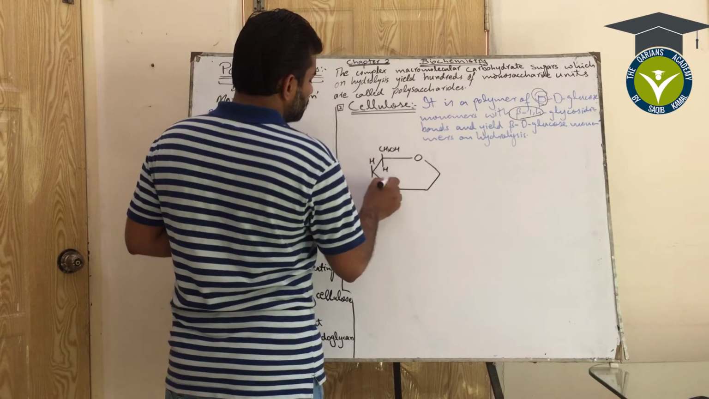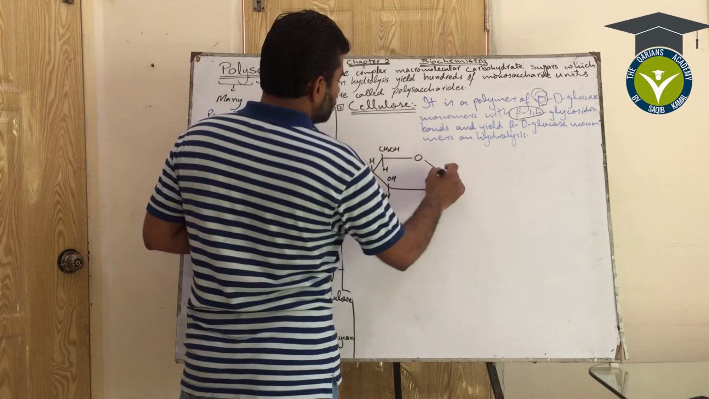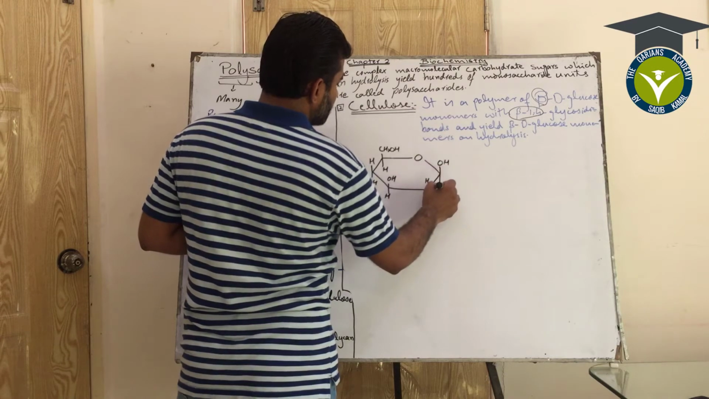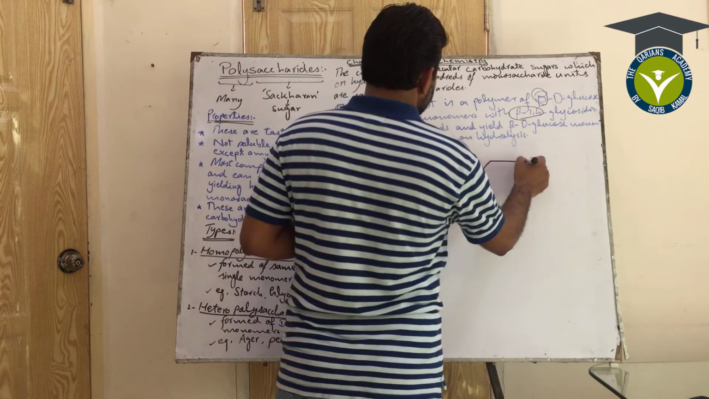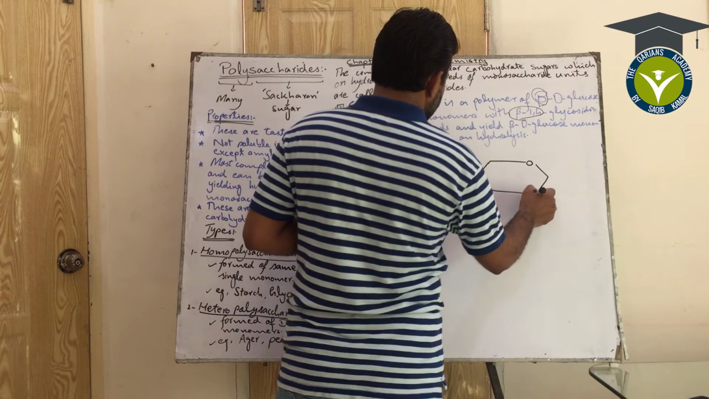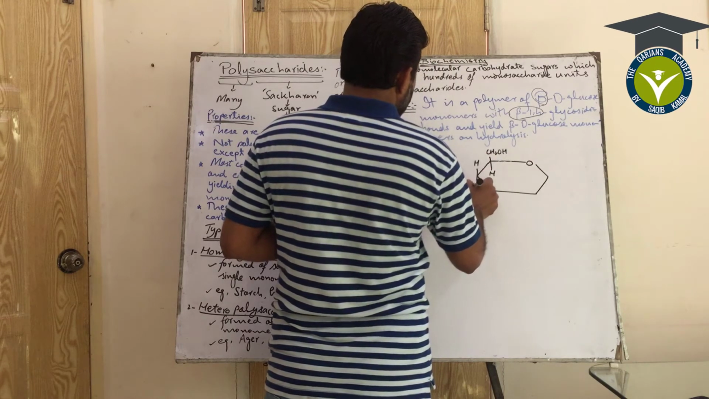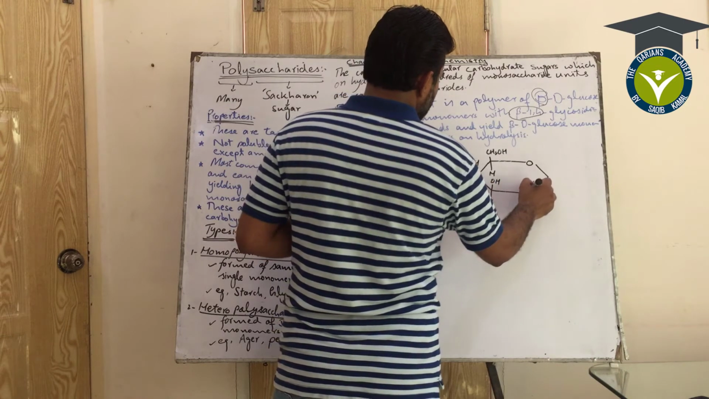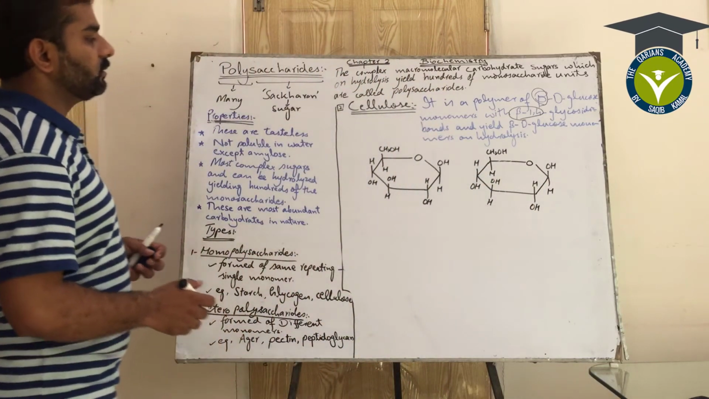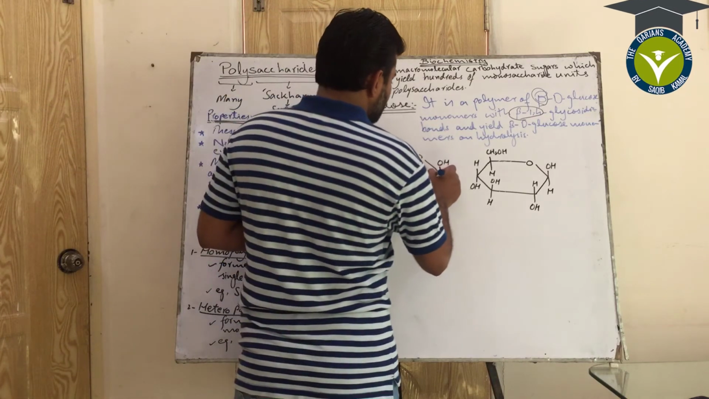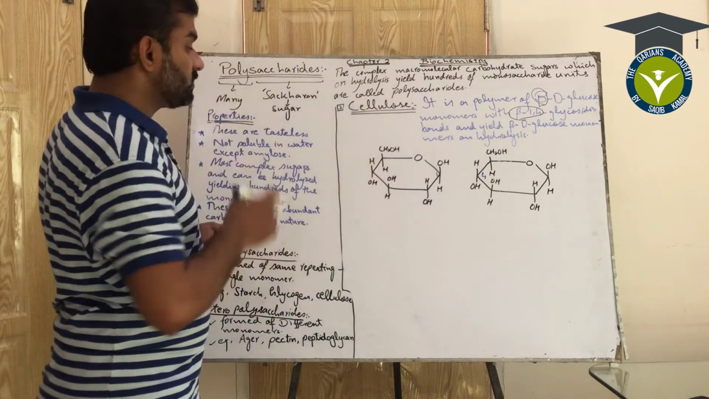CH2OH, H, OH, OH, H, H, OH, OH, H. This is the beta D glucose. CH2OH, H, OH, OH, H, H, OH, OH, H. That is another beta D glucose. Now the bond is between carbon number 1 and carbon number 4. The numbering of the carbons is the same, but the glucose is beta D glucose.